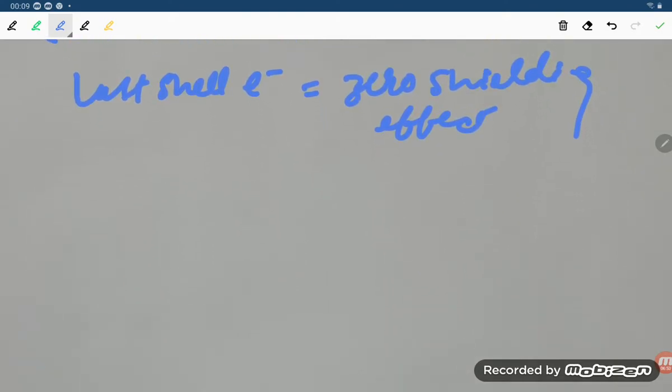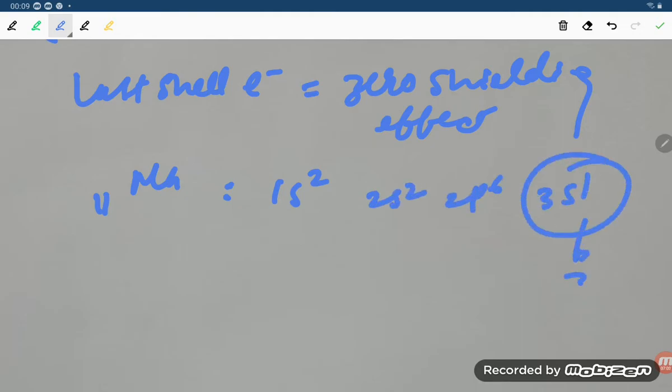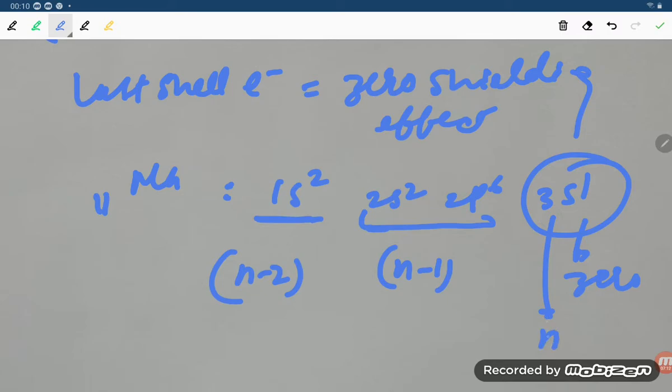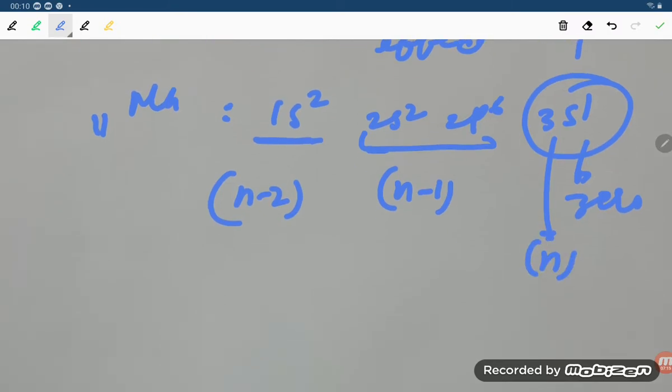So if you see, the sodium atom is sodium 11. So what is the configuration? 1s2, 2s2, 2p6 and 3s1. So this is having 0 because the last shell will not have the screening. This shell is what, student? N minus 2. This orbit is n minus 1 and this is n. So if n is 3, then n minus 1 is 2 and n minus 2 is 1. So here how many electrons? 2 electrons, and here there are 8 electrons.